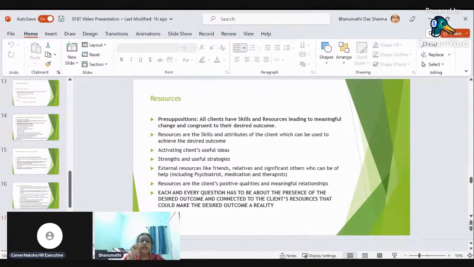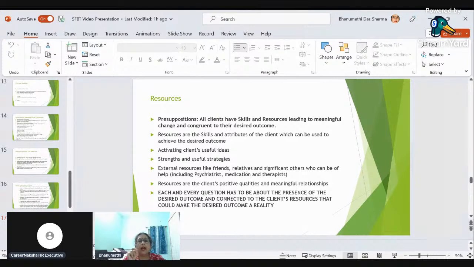We have to have the presupposition that all clients have skills and resources leading to meaningful change and congruent to the desired outcome. You may have lots of skills, but all may not be related to the desired outcome. So the skills and resources should lead to a meaningful change, and should be congruent to your desired outcome. Only then will you use them to achieve your desired outcome.